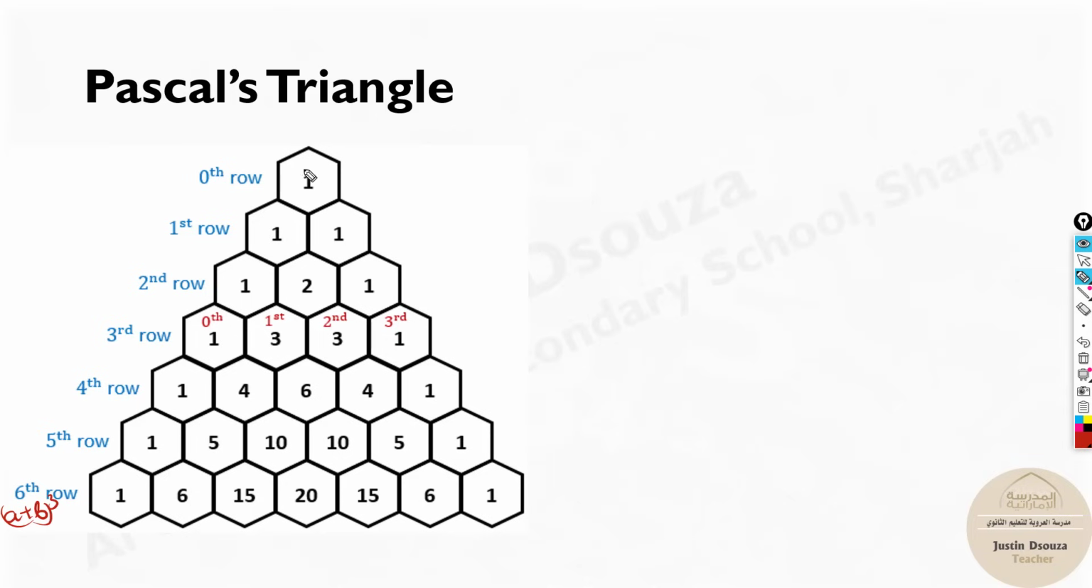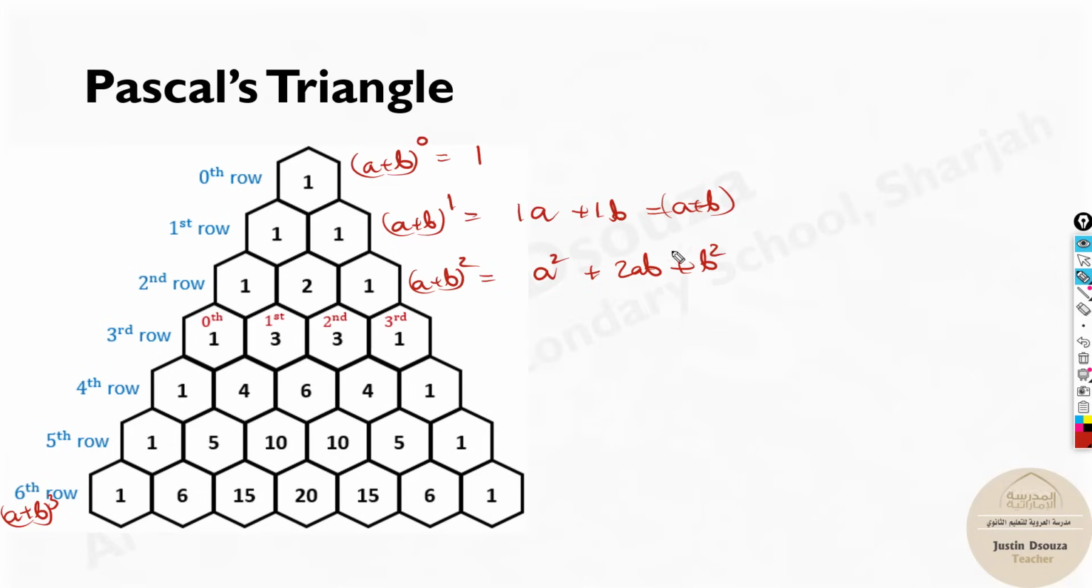Oh, I forgot to tell you one thing. You start with 1, that is a plus b the whole power 0. That is what, anything raised to the power 0 is 1, right? So that's it. And now what about this? A plus b the whole power 1. The coefficient is 1. You start with a plus 1b, that is a plus b itself, because anything raised to the power 1 is the same thing. Now this is a plus b the whole power 2. That means it's a squared plus 2 times ab plus b squared.